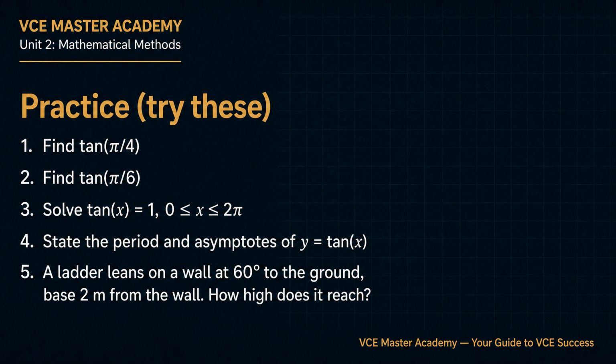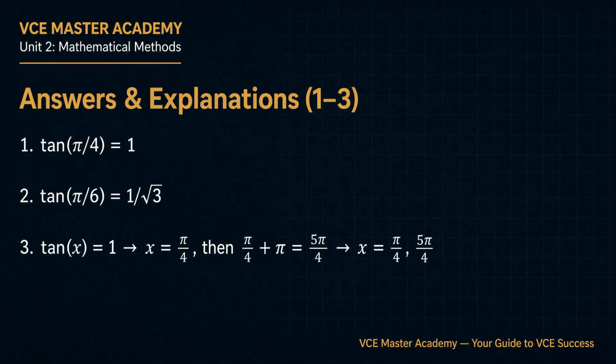5. A ladder leans against a wall at 60 degrees to the ground, with its base 2 meters from the wall. How high up the wall does it reach? Pause now. Ready? Let us check.